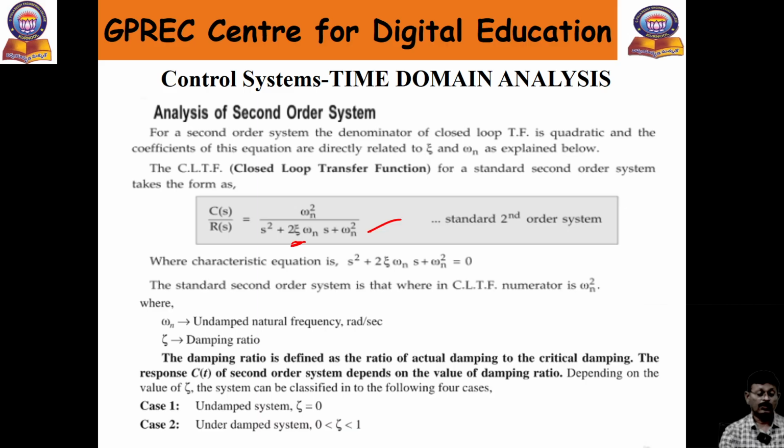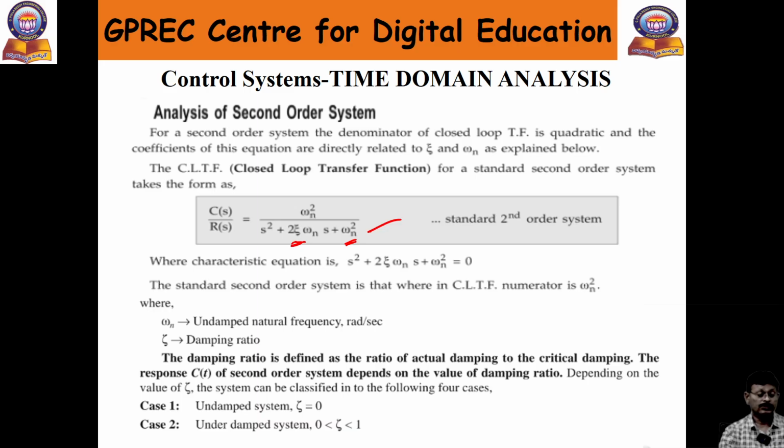Hence the frequency of the oscillations when zeta equals 0 is called the natural frequency of oscillation. When zeta equals 0, we call it a natural frequency oscillation system. It is denoted by the symbol omega n, called the natural frequency of oscillations. Right. So for a second order system behavior, the closed loop transfer function equation.